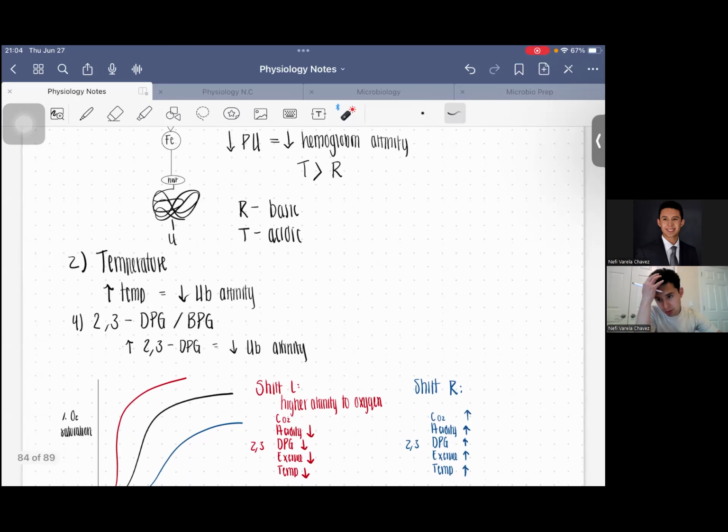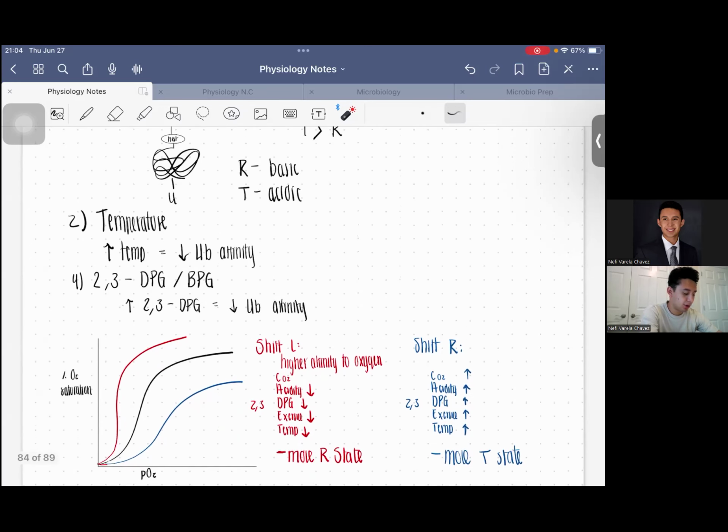Okay, the other one, temperature. Temperature can denature proteins. So if we increase temperature, we can denature these proteins, decreasing hemoglobin affinity. And finally, 2,3-DPG, or BPG. This is going to be a product of metabolism, I think glycolysis. And this is also going to decrease HB affinity.